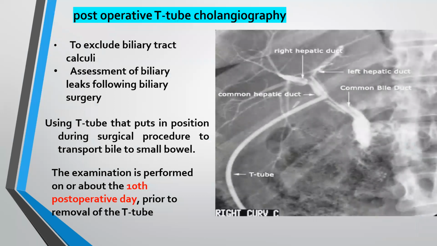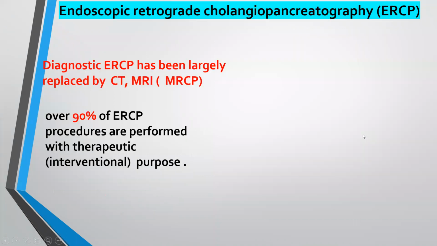Post-operative T-tube cholangiography: this technique is used to exclude biliary tract calculi and to assess biliary leak following biliary surgery. The tube is put in position during the surgical procedure to transport bile to the small bowel. The examination is performed on or about the 10th post-operative day, prior to removal of the tube. As we see here, this is the long segment of the T-tube, and this is the short segment with contrast injected, reaching the duodenum.